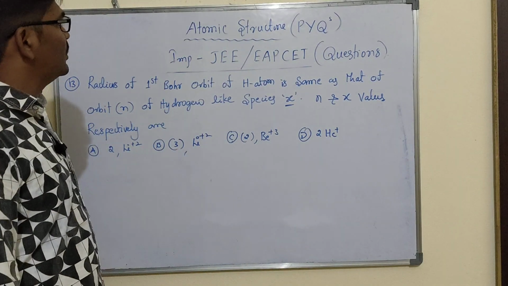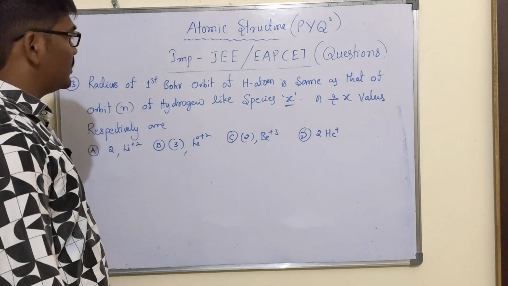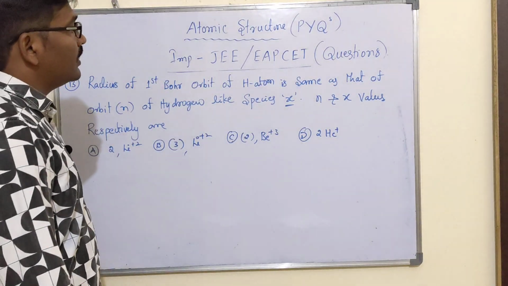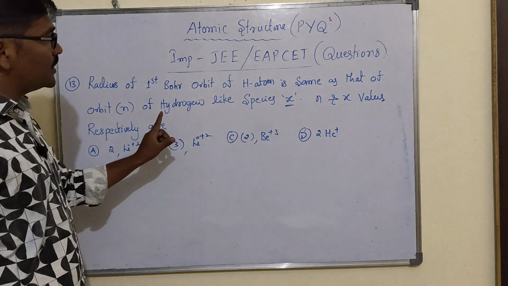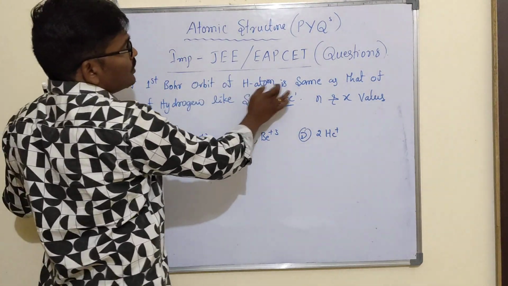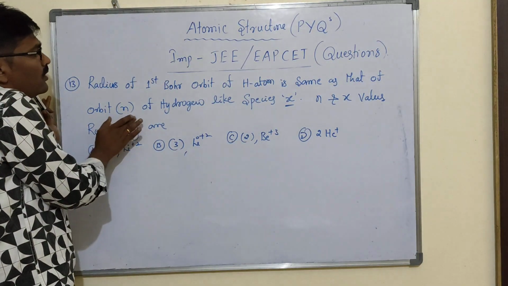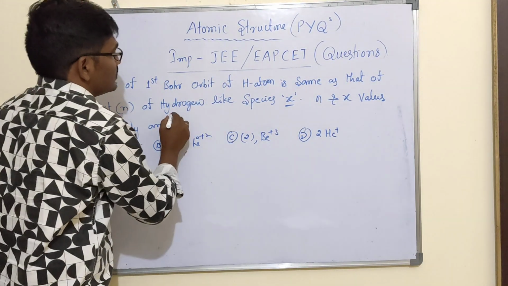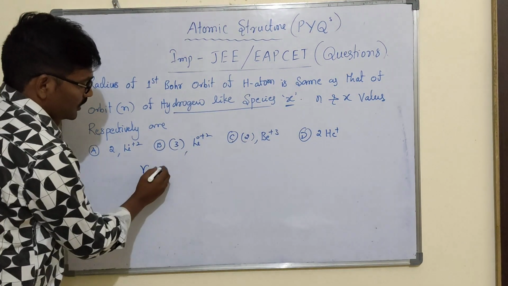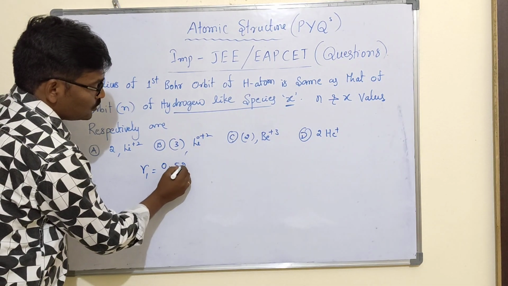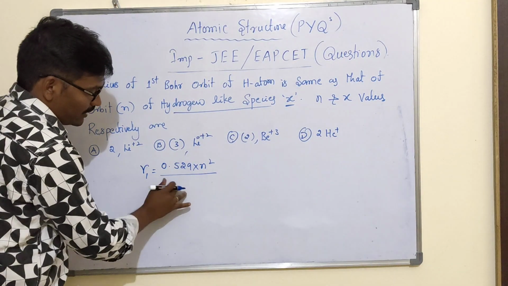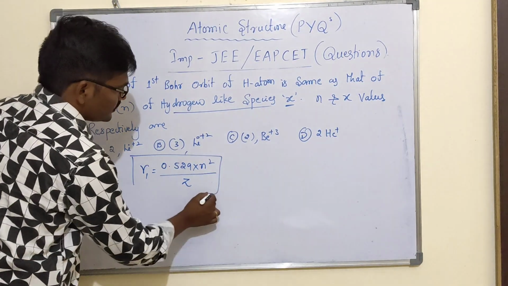The radius of first Bohr orbit of hydrogen atom is same as that of orbit n of hydrogen like species X. Then n and x values respectively are, they are given like this. So the radius of first Bohr orbit of hydrogen atom is same as that of the orbit n of hydrogen like species. What is the radius of first orbit of hydrogen atom? 0.529 into n square divided by z. N square divided by z. This is the formula for radius of nth orbit.